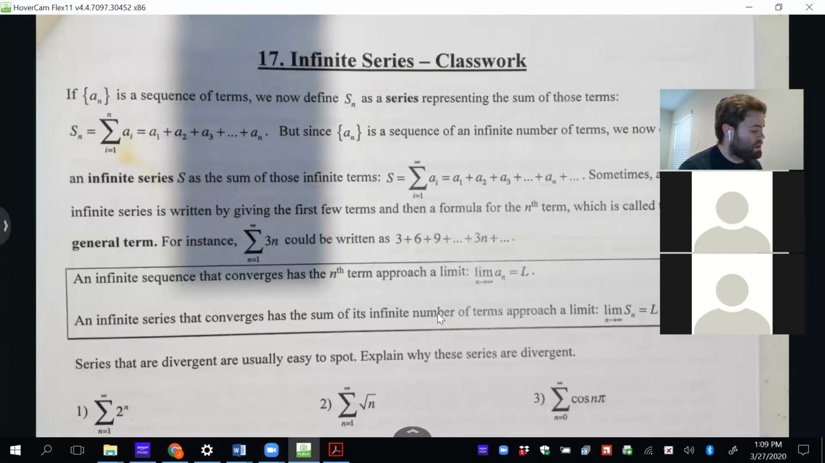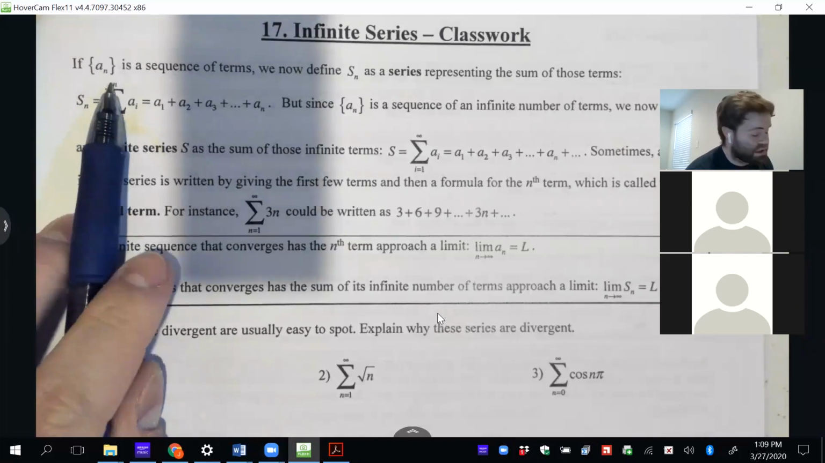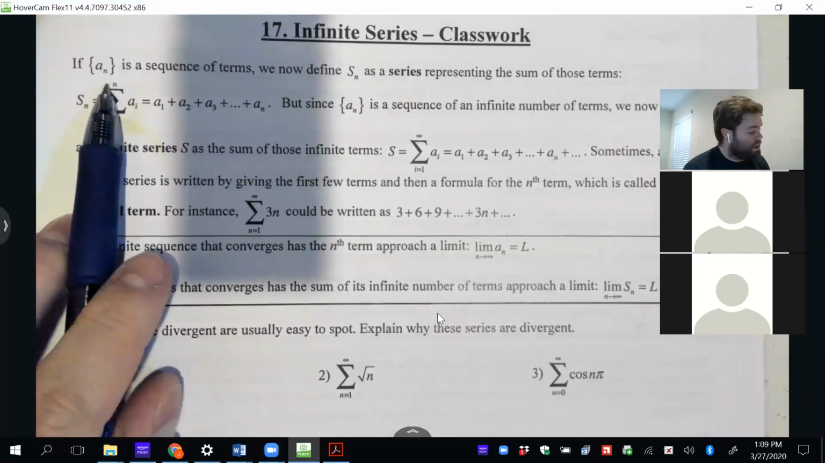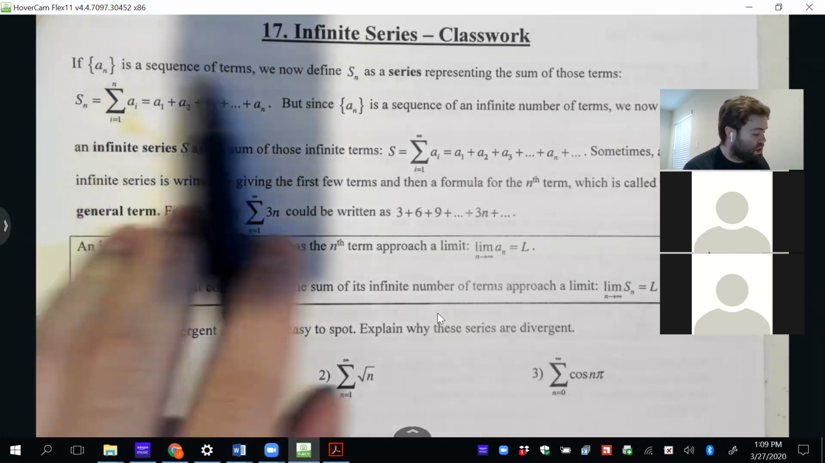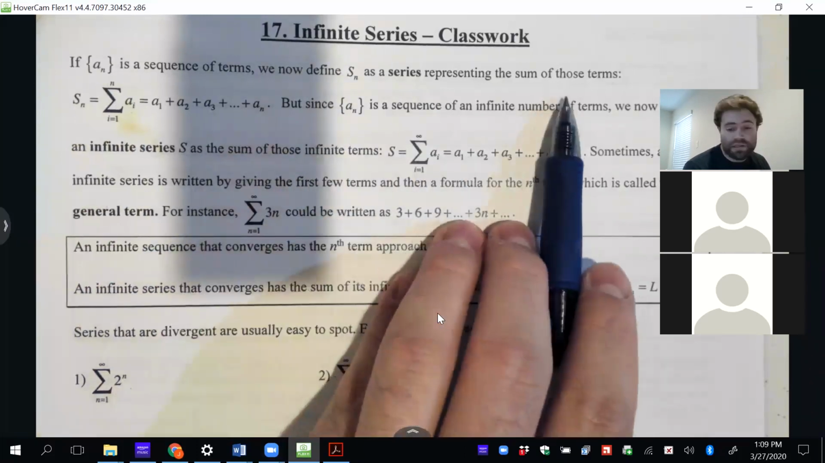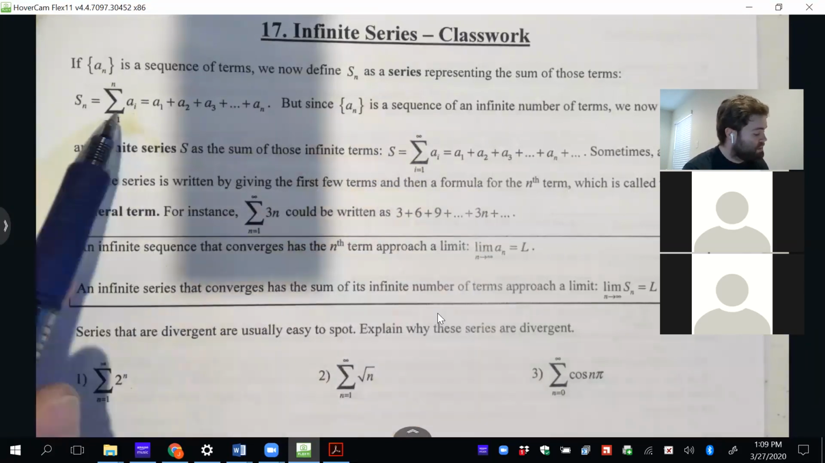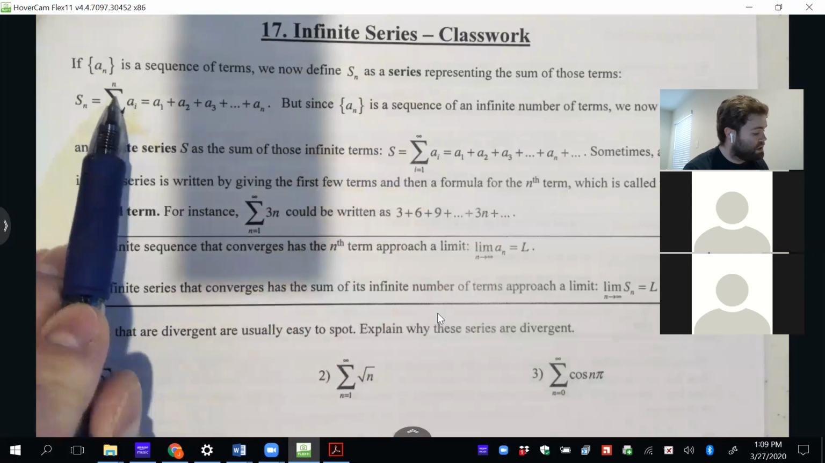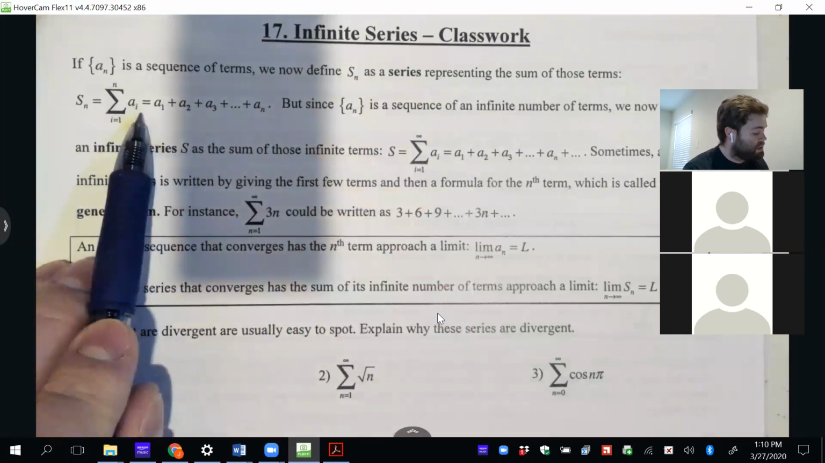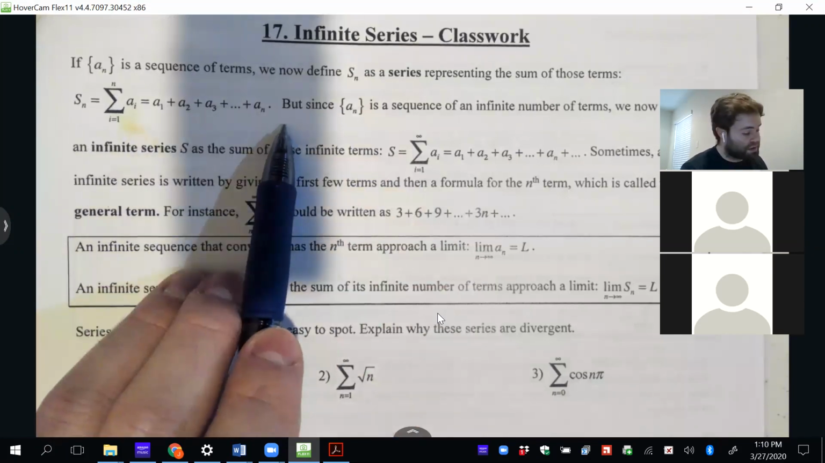So here's the camera. We're on infinite series. We talked about sequences on Wednesday, and a sequence is just a list of terms. We're going to define a series, or S sub n, representing the sum of a sequence. A series is a sum of a sequence. So S sub n is the summation from i equals 1 to n of a sub i, where a sub 1 all the way to a sub n represents the sequence.